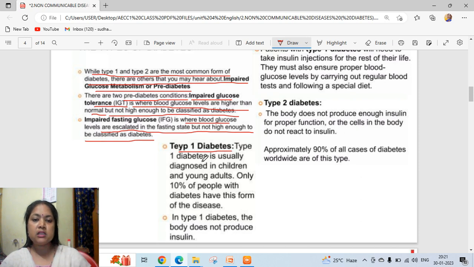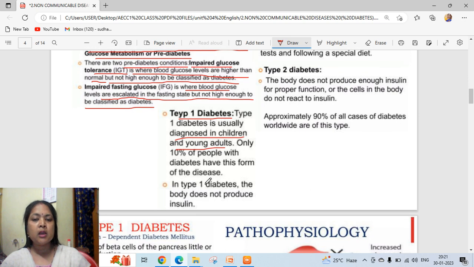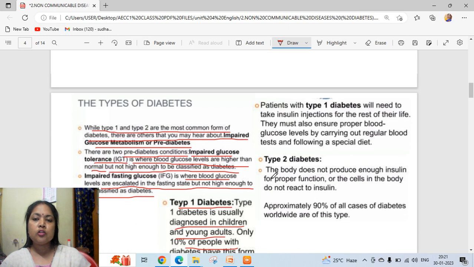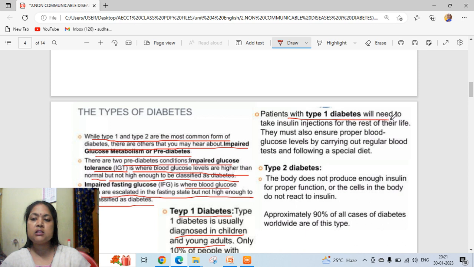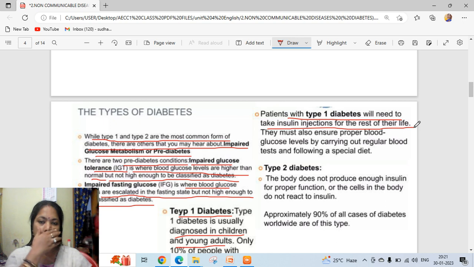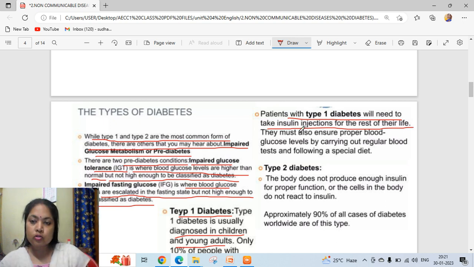Type 1 diabetes is usually diagnosed in children and young adults. Okay, only 10% of people with diabetes have this form of the disease. And in type 1 diabetes, the body does not produce insulin. So the patients with type 1 diabetes will need to take insulin injections for the rest of their life. And they must also ensure proper blood glucose levels by carrying out regular blood tests and following a special diet.